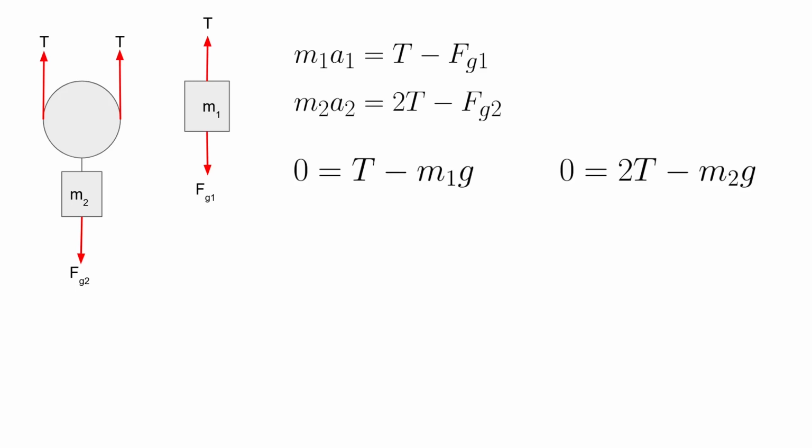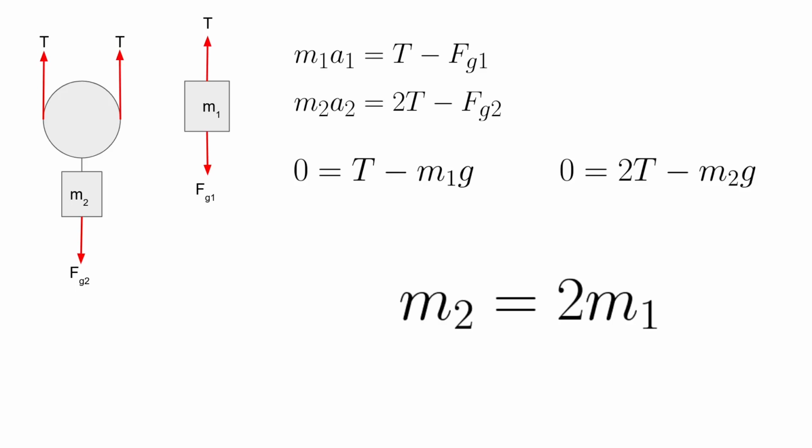So this is what we end up with. We get that 0 equals tension minus mass 1 times gravity, and that 0 equals 2 times tension minus mass 2 times gravity. And with some simplification, we get that for this to be true, mass 2 has to be equal to twice as much as mass 1, which is exactly what we saw in the video. And I encourage you to take the time and try to do this derivation on your own. It's really not overly complicated.